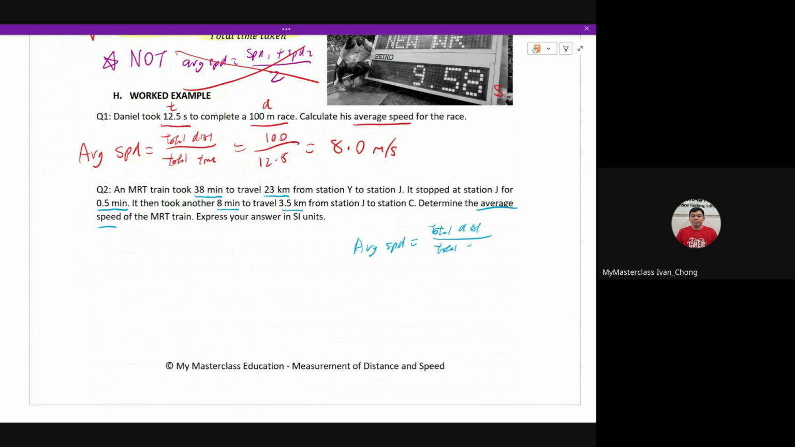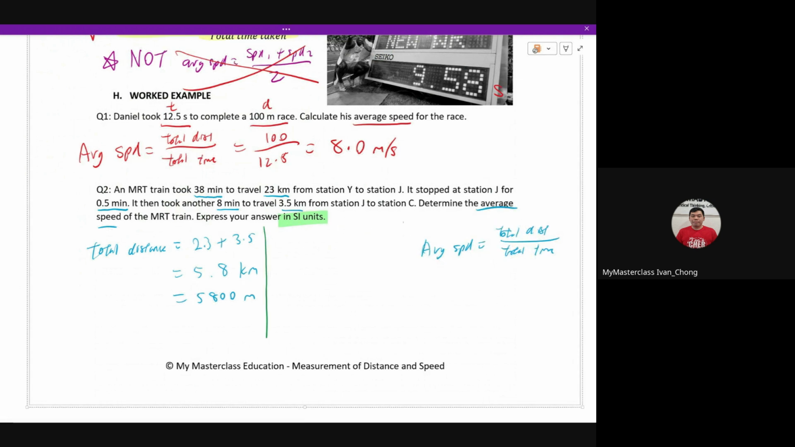So the very first thing we want to do is ask ourselves, what's my total distance? You can see we traveled 23 kilometers and we traveled 3.5 kilometers. That's it. So do take note, put the decimal point clearly. So it's 5.8 kilometers. And you'll notice that we want SI units. So at this point, I will change this to meters, because kilometers is not an SI unit, meters is our SI unit.